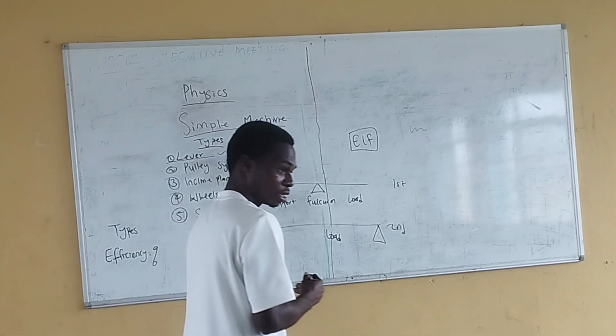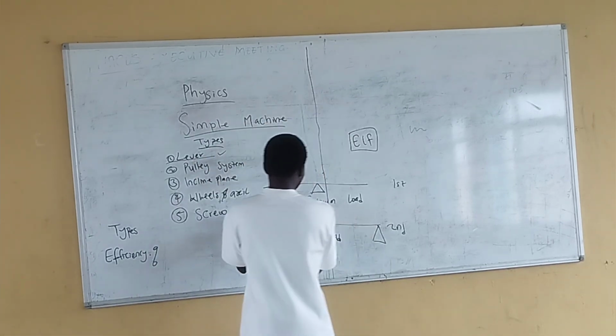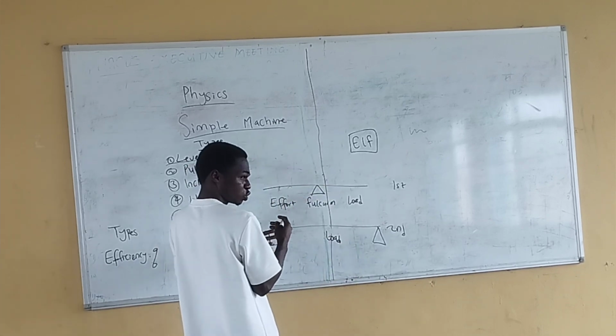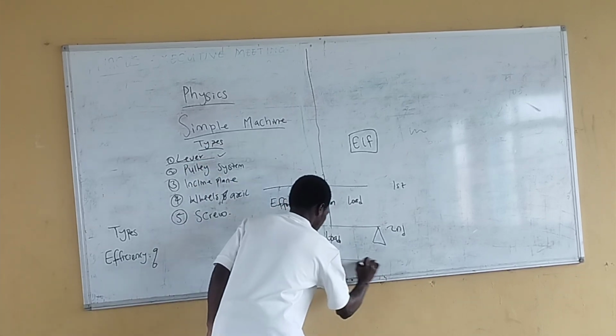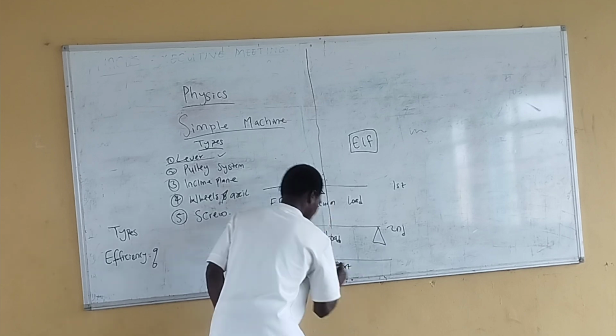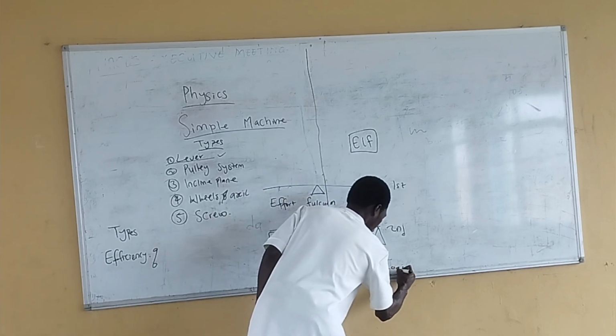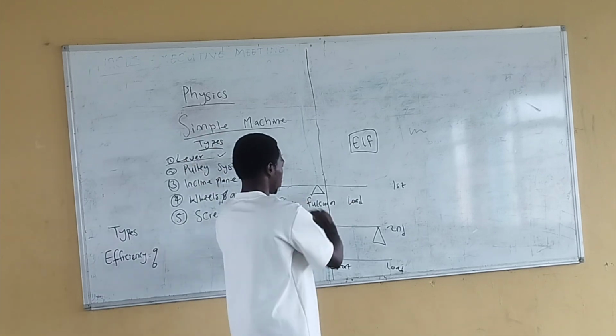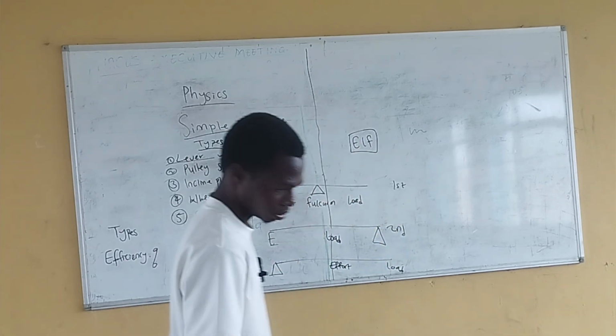Now, if you already know that the load is here for first class, effort is here, and the fulcrum is here, then your mind should tell you that in the third class, the effort should be in the middle. Then the fulcrum can be this side and the load can be this side, or you can exchange them, just like turning this stuff around. You understand? Now, let's give examples.